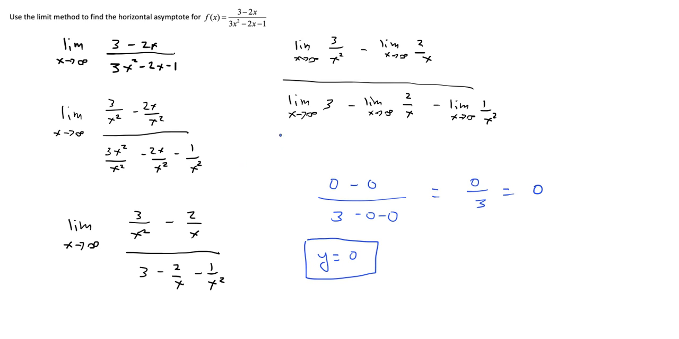Now back in Math 126, how do we determine this? We looked at the power. The degree of the numerator is 1. The degree of the denominator is 2. So the degree in the denominator is greater. In that case, the horizontal asymptote will always be the line y equals 0.